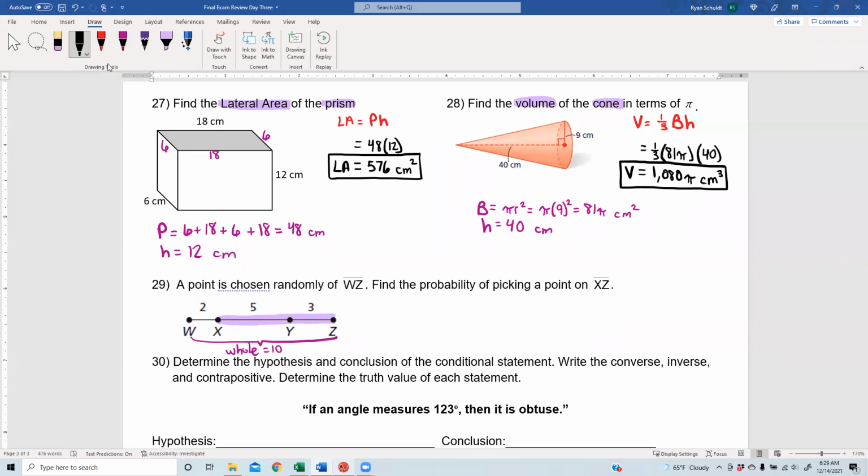So when we do these probabilities, remember part over whole. So the part we want is 5 plus 3, which is 8 over 10. That reduces to 4 over 5. So that's our probability, 4 over 5. If you were to put it as a decimal, that would be 0.8. If you do it as a percent, that would be 80%.